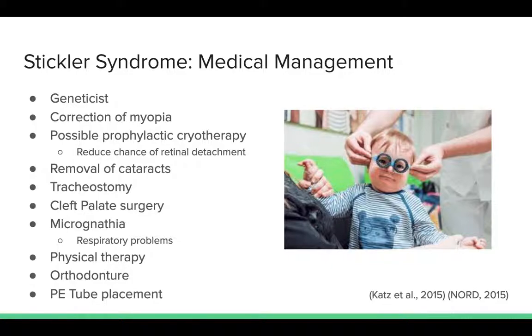Lastly, having a conductive hearing loss can be common in these children because they could have a history of recurrent otitis media. So tube placement can be an option, just as it is for other children as well. So just something else to keep in mind.